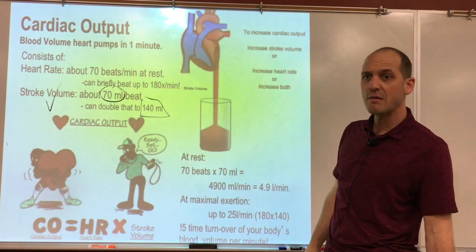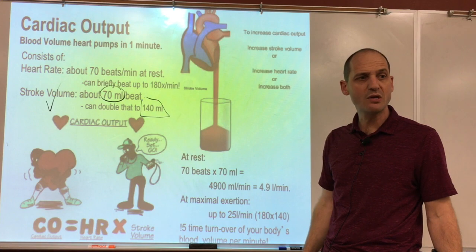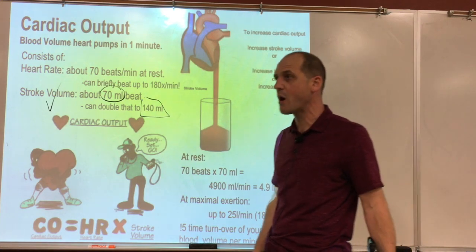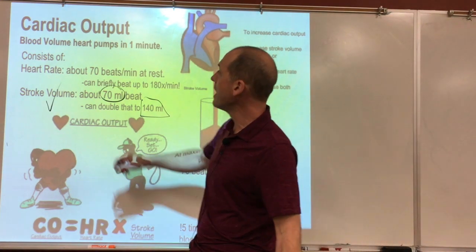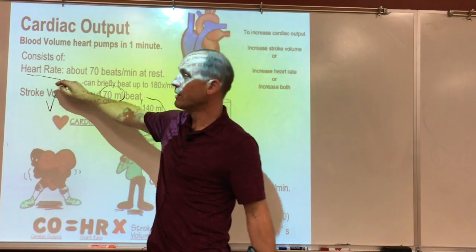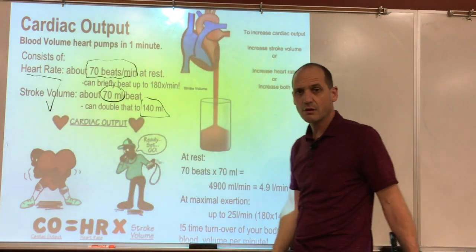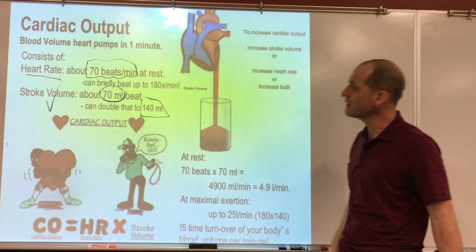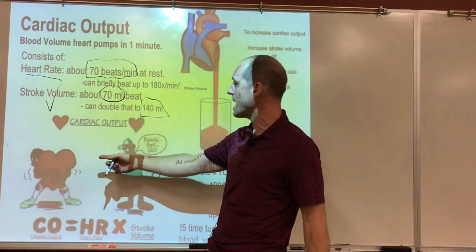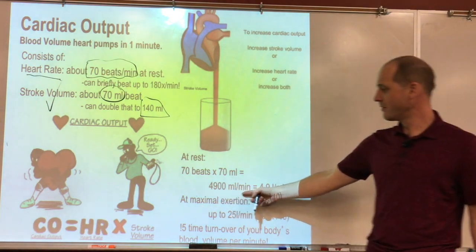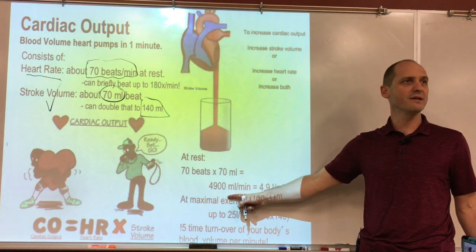And then the other thing we need to figure out how much blood is pumped per minute is how many times we're pumping in a minute. And that's the heart rate. And that's at rest about 70 beats a minute, more or less. And so then we can calculate. Look at that. We can go 70 times 70 is 4,900. 4,900 milliliters per minute.